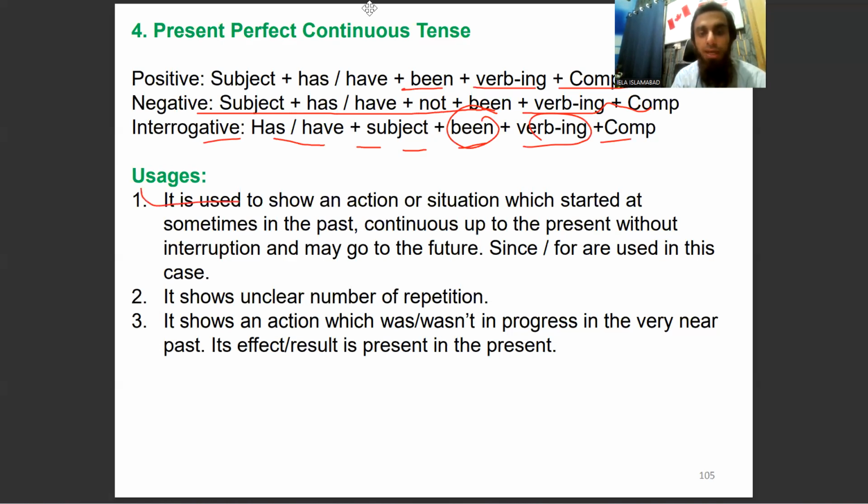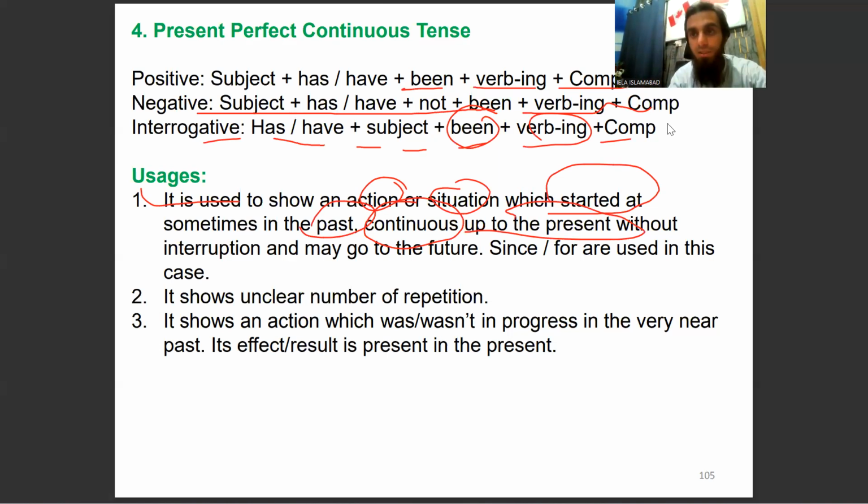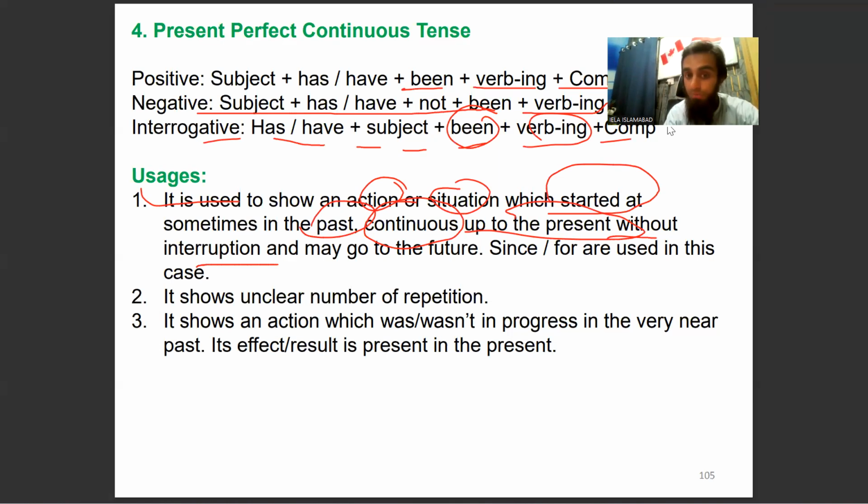It is used to show an action or situation which started sometime in the past and continues up to the present. Something started in the past, but it is still in the continuous form, without interruption, and may go to the future. Started, present, and in the future. For that time, we use present perfect continuous, up to the present without interruption, regular.